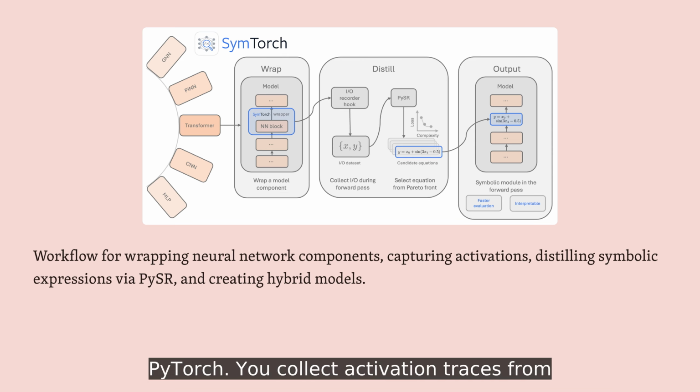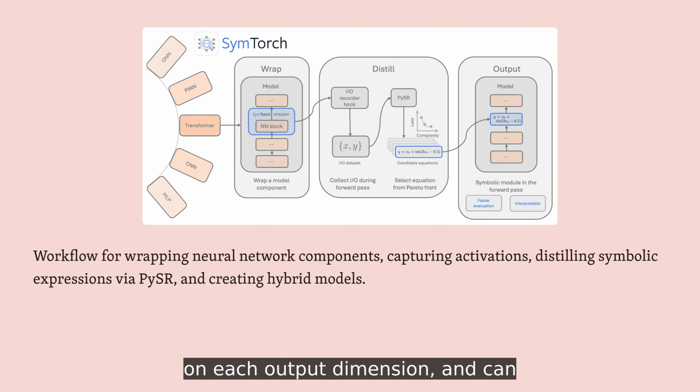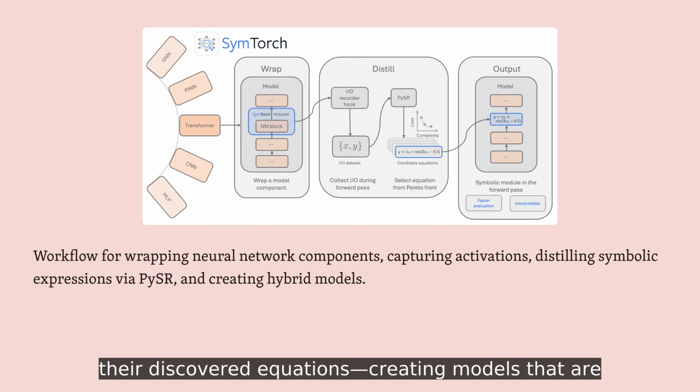You collect activation traces from trained components, run symbolic regression independently on each output dimension, and can then dynamically swap neural blocks for their discovered equations, creating models that are part neural network, part explicit mathematics.